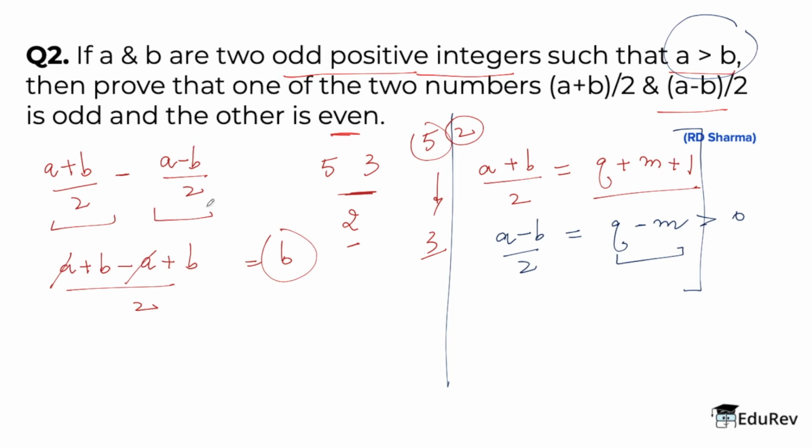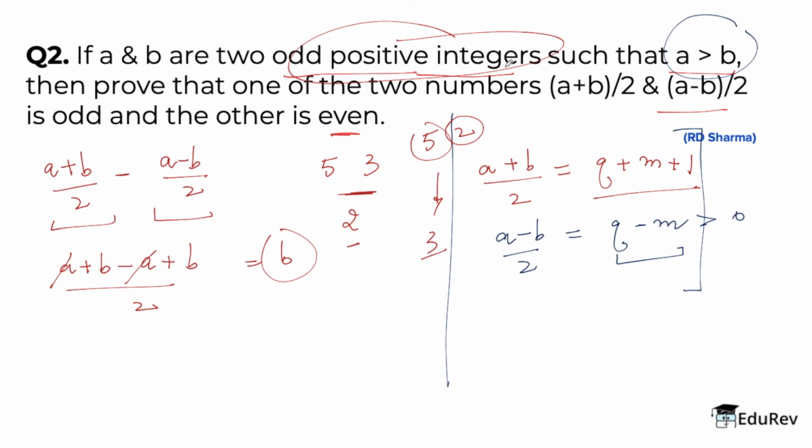Hence, the difference between two odd numbers or two even integers is going to be what? It's going to be even. Okay. Hence, it is proved that if A and B are two odd positive integers, then it has to be even. So it's proved that if A and B are two odd positive integers, which is actually given in the question.